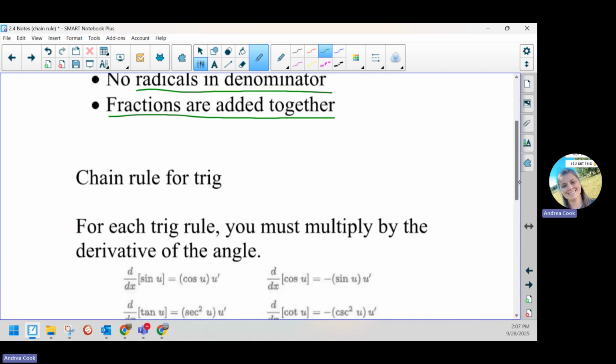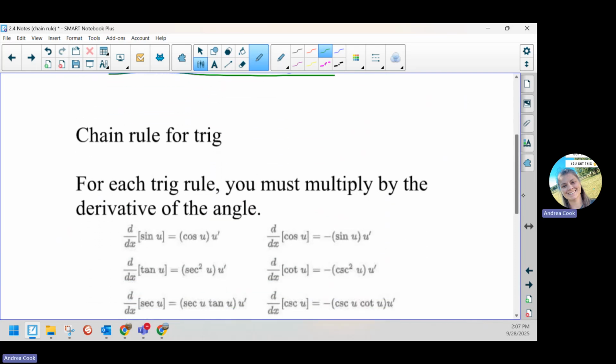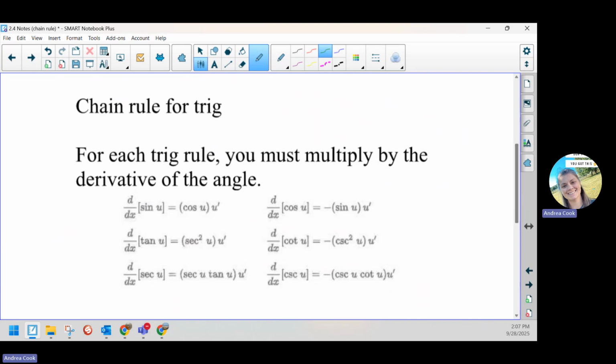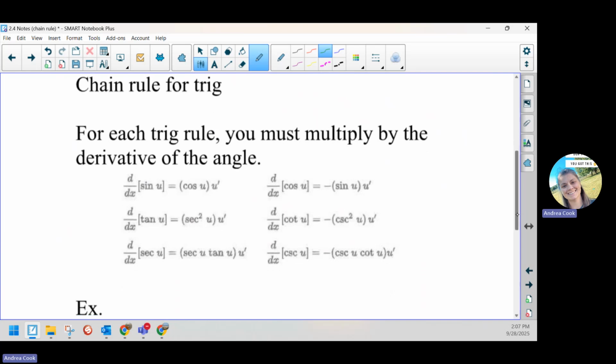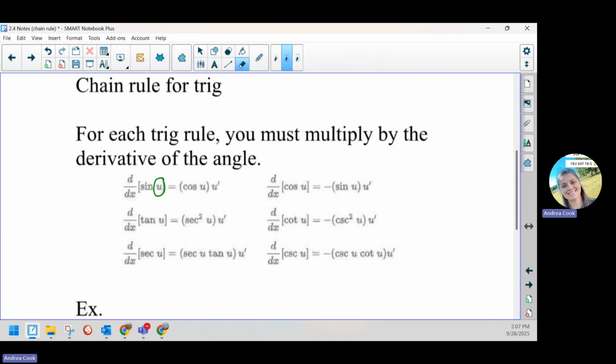All right, moving on to trig. So chain rule for trig means that usually we have a function inside of the trig, which means it's like the angle part of it. So if we're finding the derivative of any of our trig functions, it's the same derivative rules. It's just chaining on that derivative of the inside function.